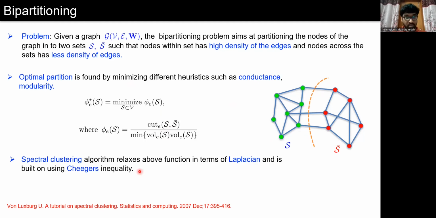Different algorithms have been proposed relaxing the constraints and objectives. Among them, the spectral clustering algorithm is well known, where it relaxes the objective function in terms of the Laplacian, and it is built on Cheeger's inequality that relates the second smallest eigenvalue to the optimal conductance.